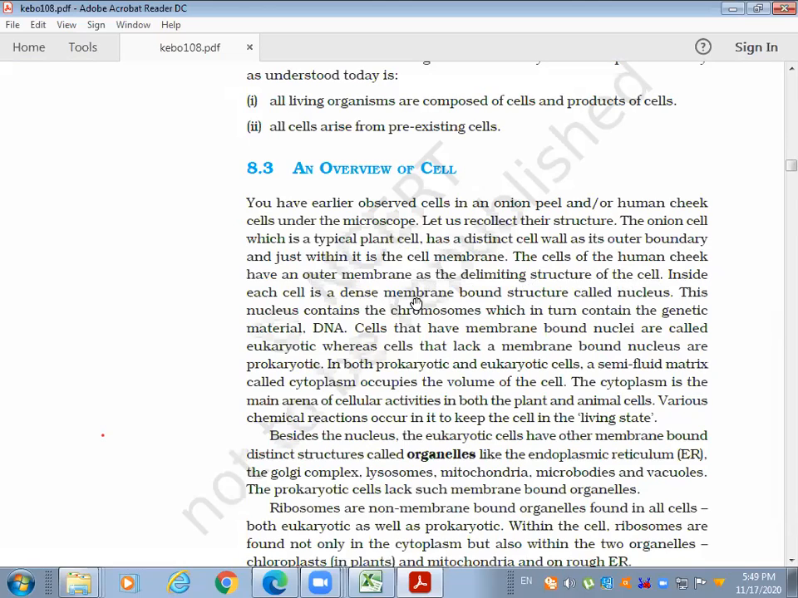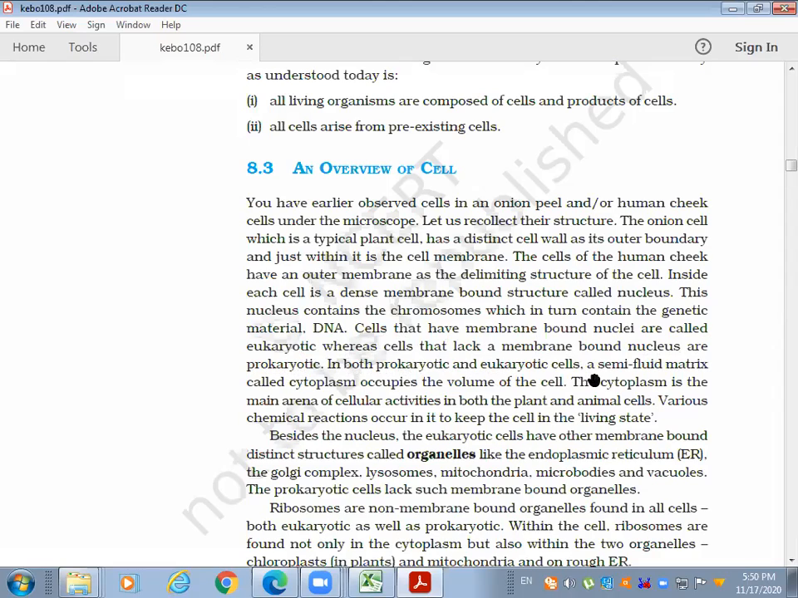Inside each cell is a dense membrane bound structure called the nucleus. This nucleus contains the chromosomes, which in turn contain the genetic material, DNA. Cells that have membrane bound nuclei are called eukaryotic, whereas cells that lack a membrane bound nucleus are prokaryotic.